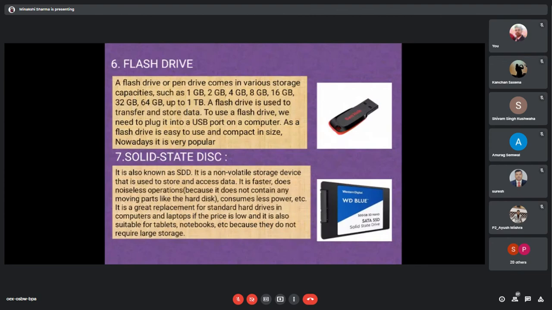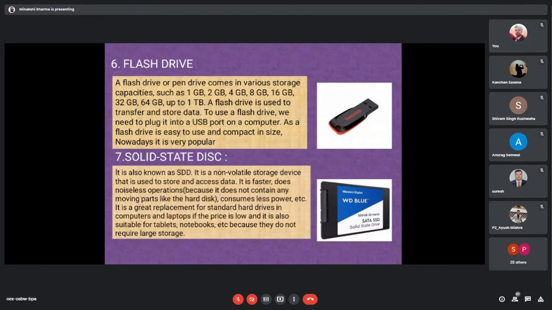Sixth one is the flash drive. A flash drive or pen drive comes in various storage capacities such as 1 GB, 2 GB, etc. up to 1 terabyte. A flash drive is used to transfer data and store data. To use a flash drive, we need to plug it into the USB port of the computer. As the flash drive is easy to use and compact in size, nowadays it is very popular.